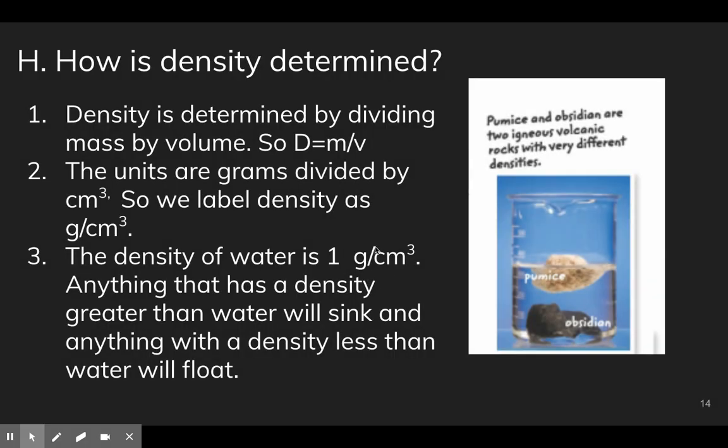So how do we determine density? We have a formula for that, and our formula is density equals mass divided by volume. I'll circle it for you, okay? The mass we measure in grams, and volume in centimeters cubed. So our density units are grams per centimeter cubed. The density of water is 1 gram per centimeter cubed.